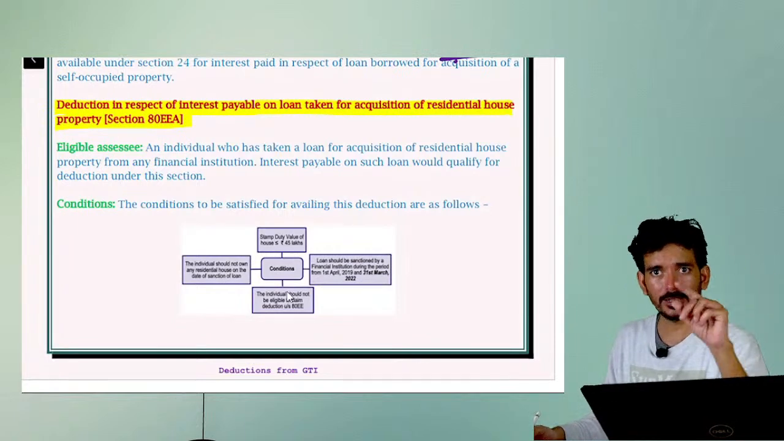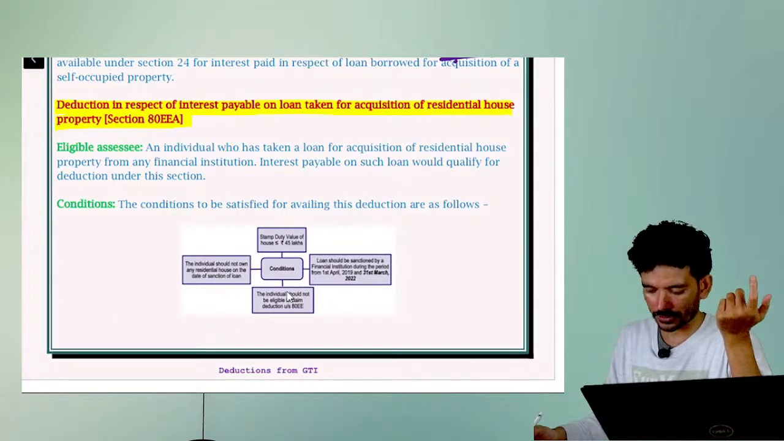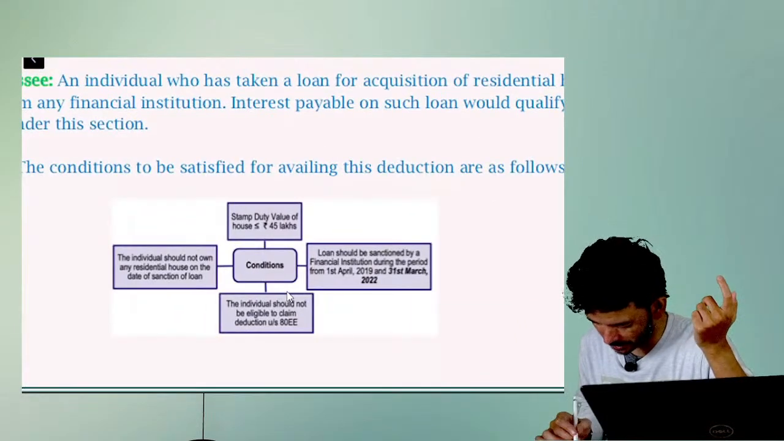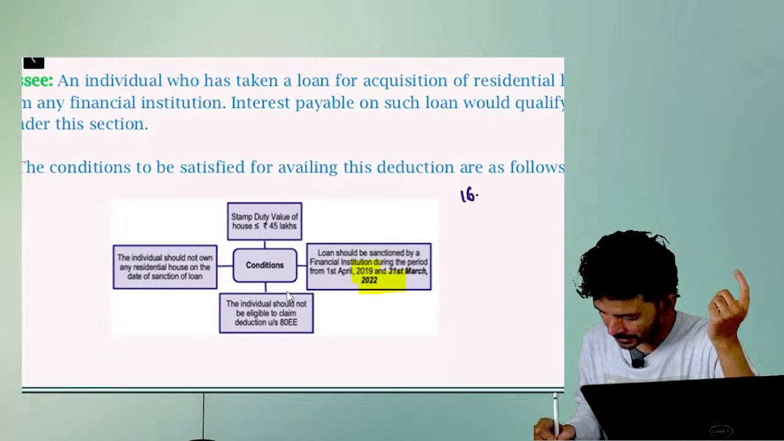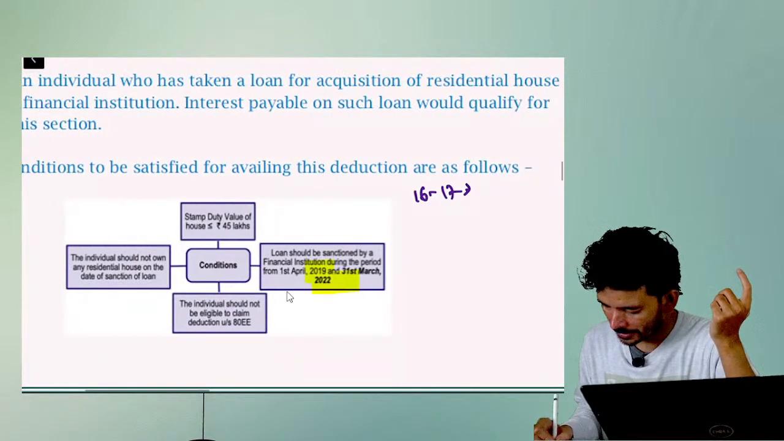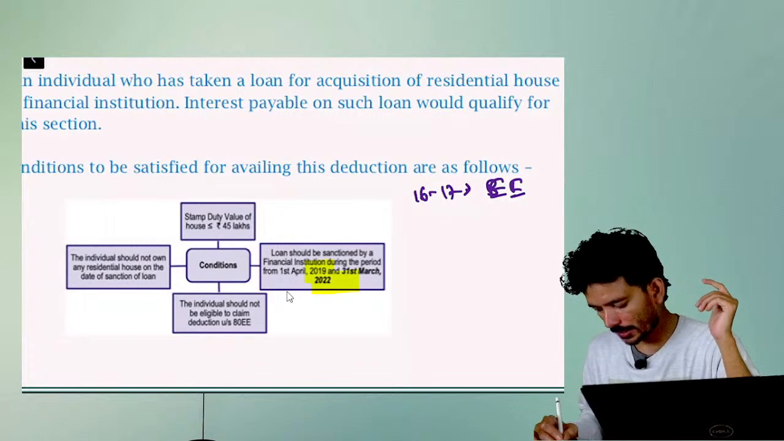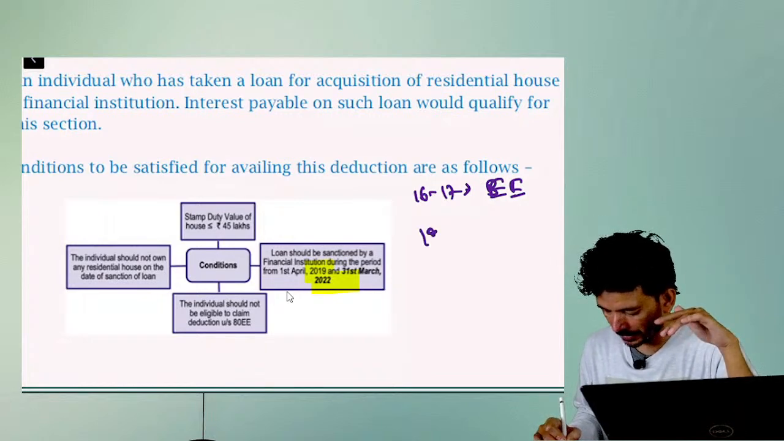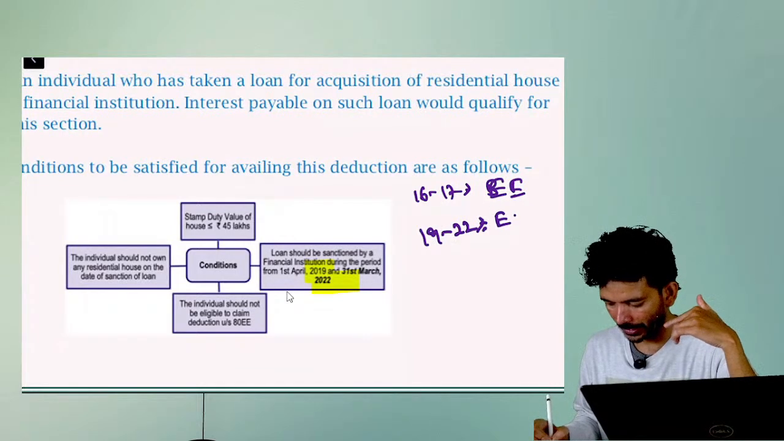80EE is for a house property which is bought between 2016 and 2017. 80EEA is again for a residential house, but it is purchased between 2019 and 2022. So 2016-17, you are claiming it under 80EE only. Sorry, 80EE, I'm sorry. And if you are purchasing between 2019 and 2022, you are claiming it under 80EEA.